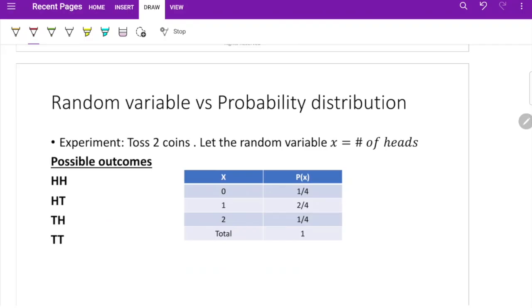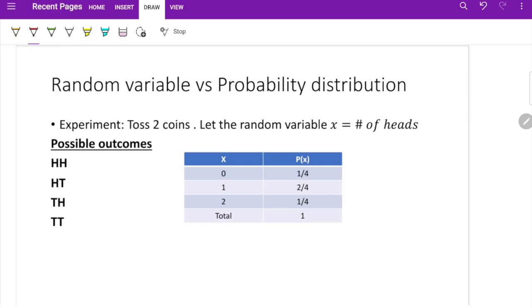This is a very simple, very nice example to distinguish between the random variable and the probability distribution. When we toss the coin twice, this is our experiment. Now we are going to define the random variable. How do we define the random variable? It is the variable of interest, the thing that you would like to study, the variable that you care about, the variable that you would like to know more about. That's why you have to define the random variable.